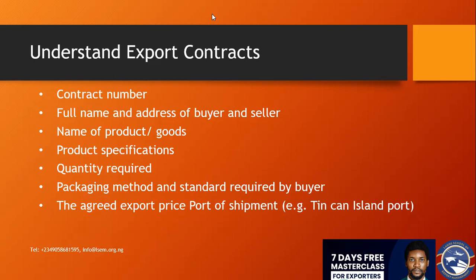It saves both parties a lot of hassle and a lot of stress. So the quantity required will also be stated on the contract, the packaging method and standards required by the buyer. Sometimes a buyer can send you packaging materials. A buyer can say, okay, this is where I want it to be packaged, or maybe I already know that I can get those materials down here.